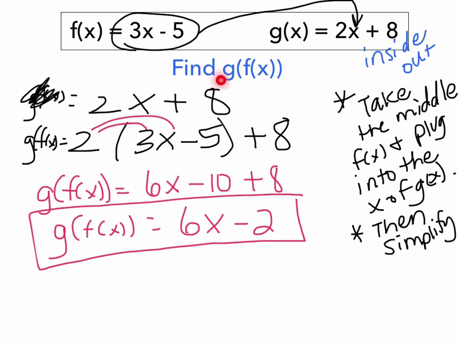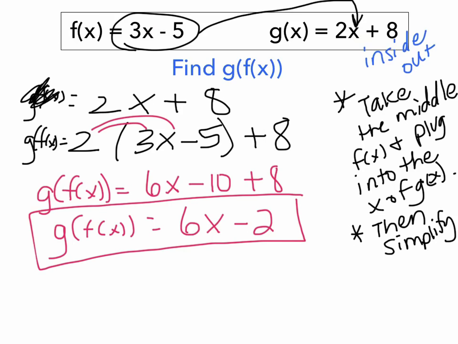Again, we wanted to find g of f of x. We took the middle, we took f of x, that function, which is 3x minus 5. We plugged it into the x of the g. So there was the x of the g. We plugged that in there, and then you just simplify. So g of f of x is 6x minus 2. We put these two functions together, and we created a new function.